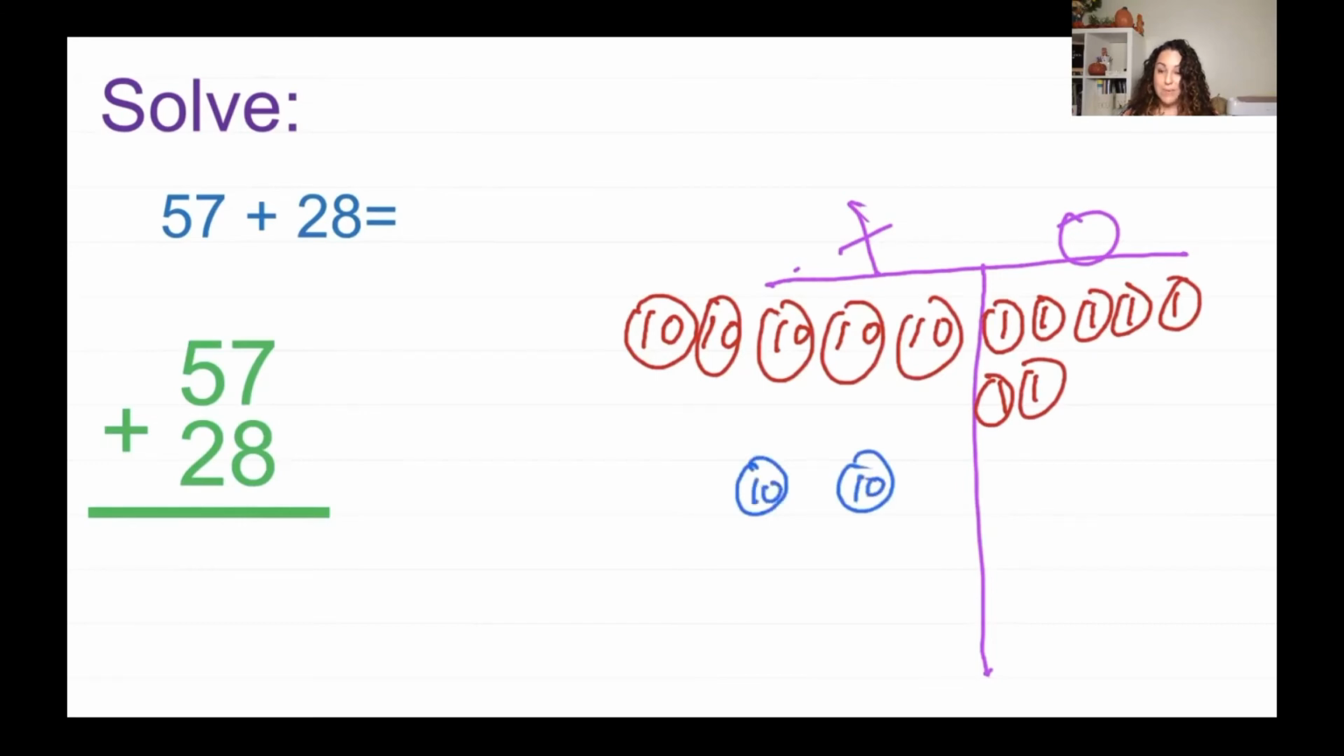And then we have 8 ones. 1, 2, 3, 4, 5, 6, 7, 8. So I'm going to go ahead and make my place value chips. And we're ready to add.